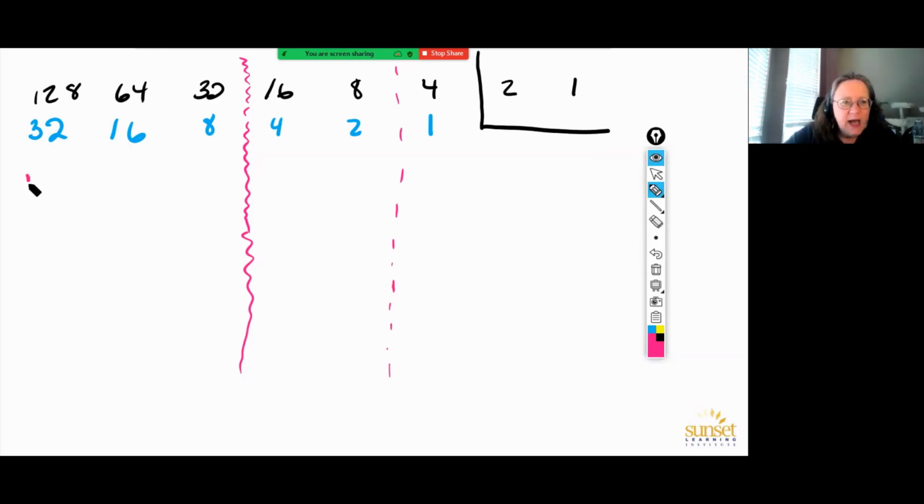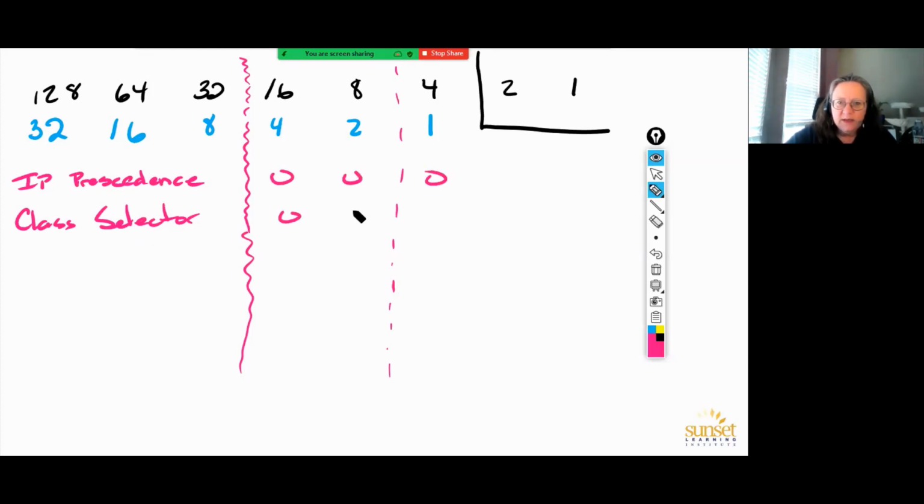When you see IP precedence, and if I'm spelling that incorrectly, my apologies, when you see class selector, we are talking really about these 3 bits. Anytime you have IP precedence or class selector, the remainder of these bits will always be zeros.